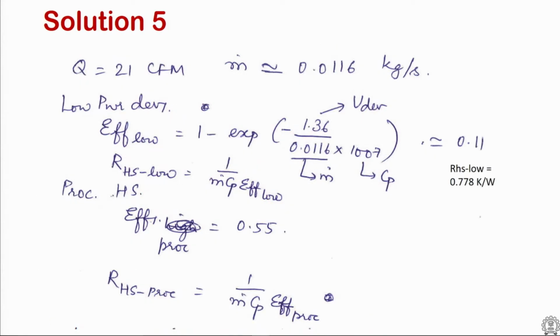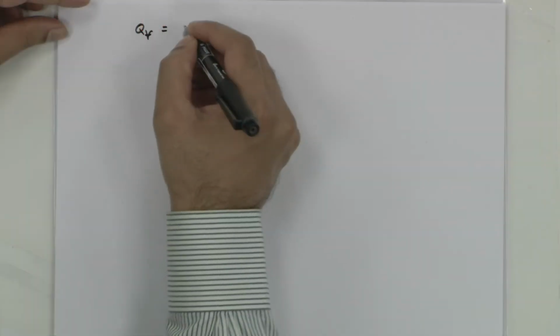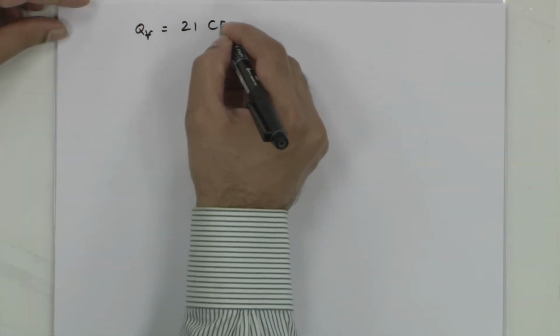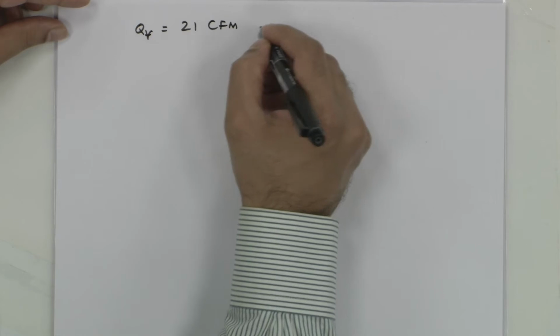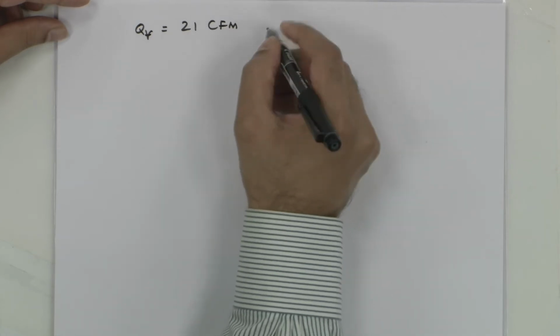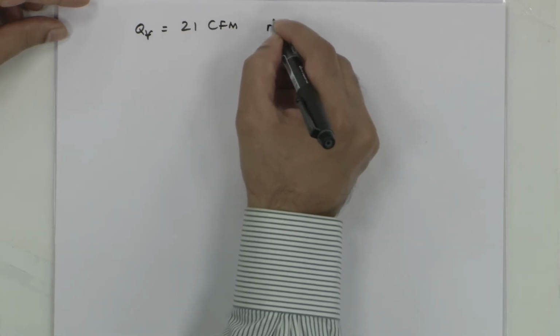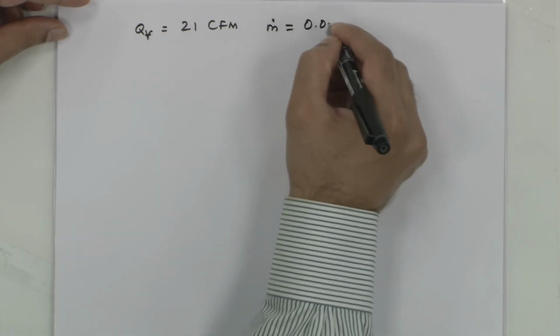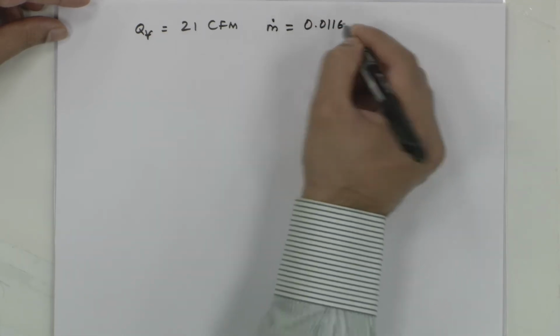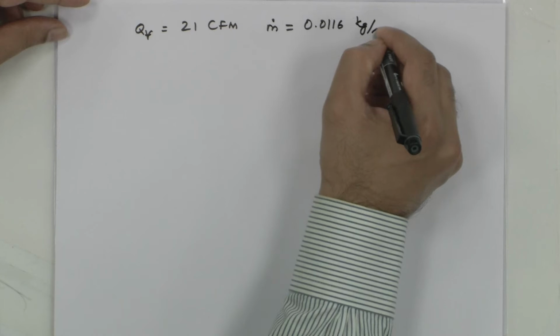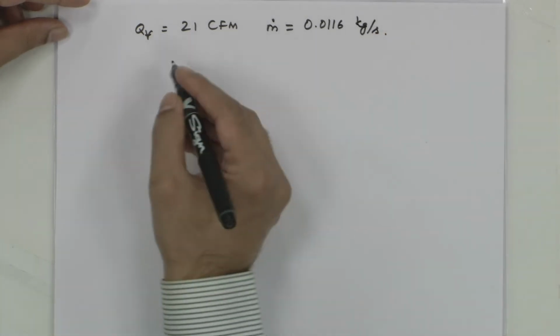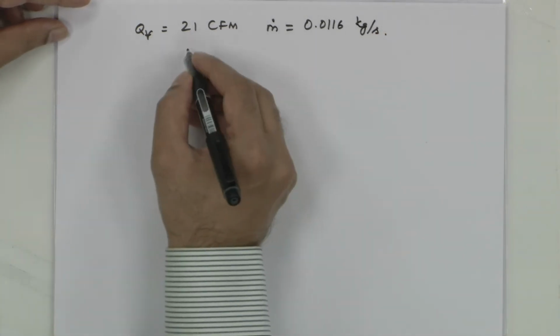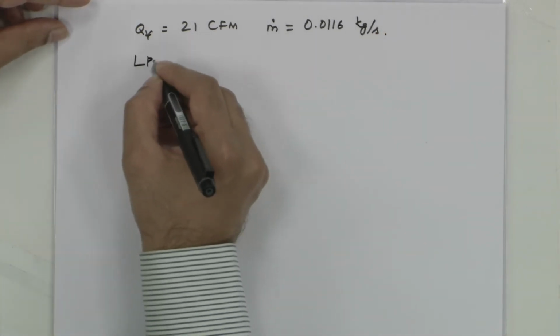First, the CFM, that is volumetric flow rate, is given as 21 CFM. So, if you use the units conversion and calculate the mass flow rate for this, it is approximately 0.0116 kilogram per second. So, let us first calculate for the low power device.